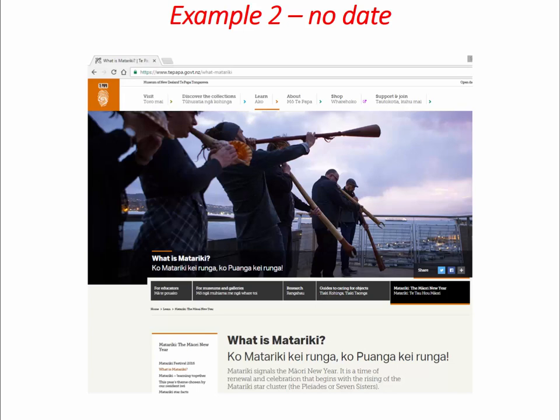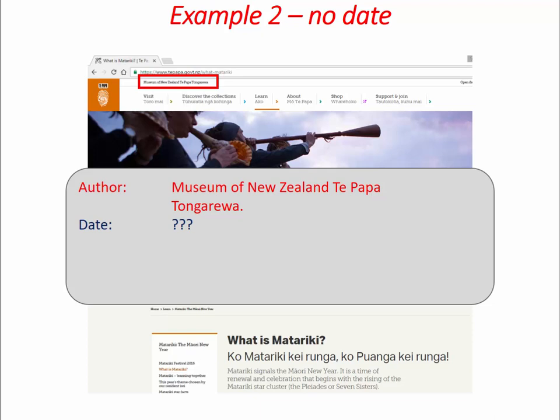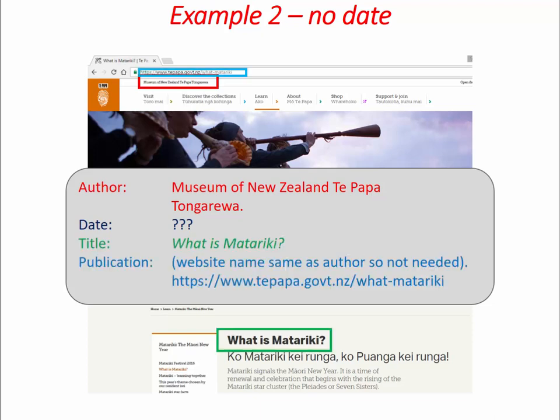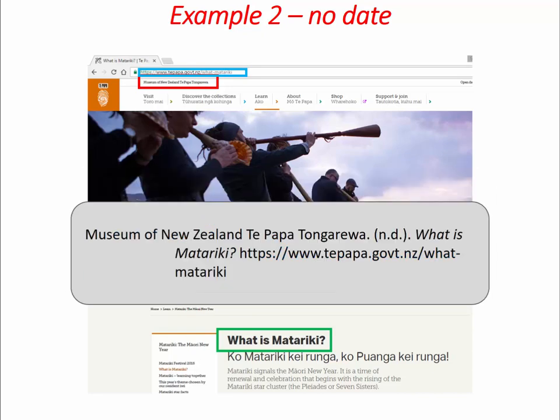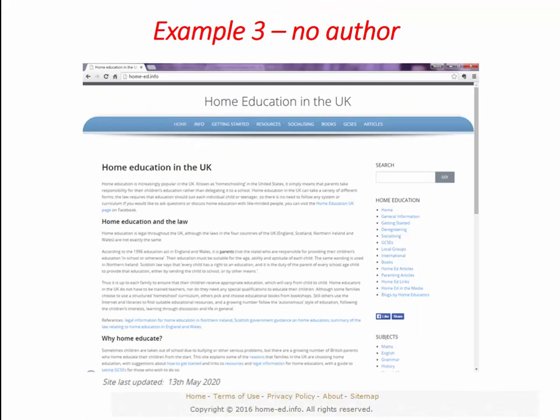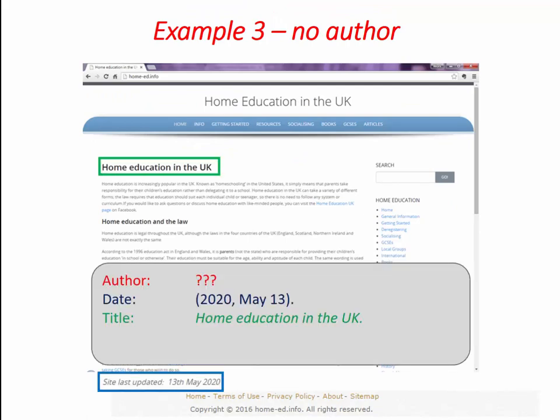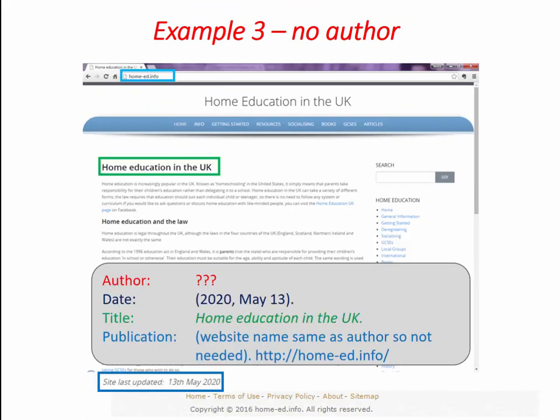This web page does not have a date. Therefore, simply use N full stop, D full stop inside parentheses instead of the year. This stands for no date. If a web page has no author, you can move the title to the author's position.